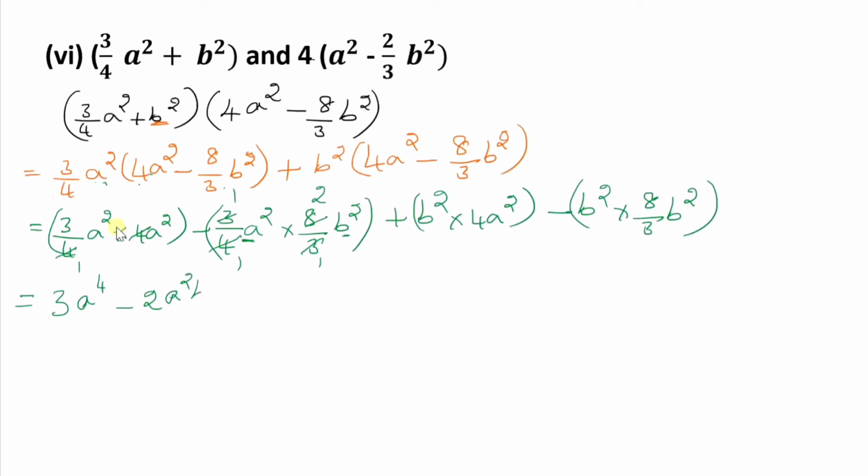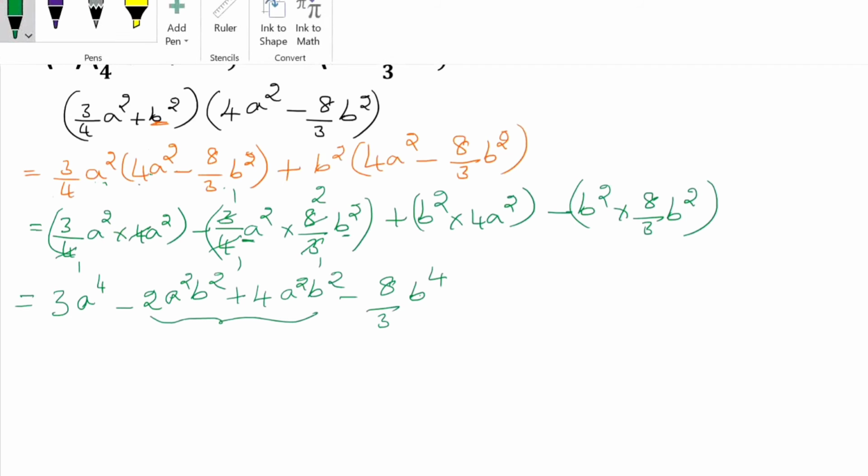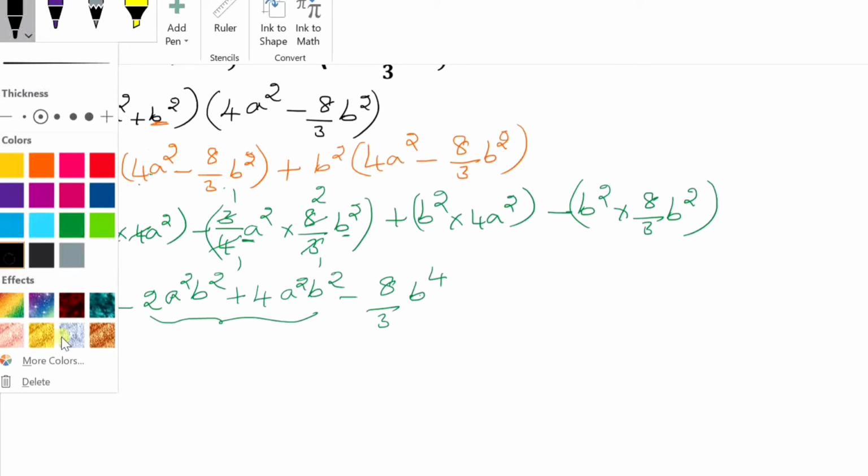a square b square plus 4a square b square minus 8 by 3 b square plus b square is b to the power 4. Now these two are like terms, a square b square, so you can simplify them.